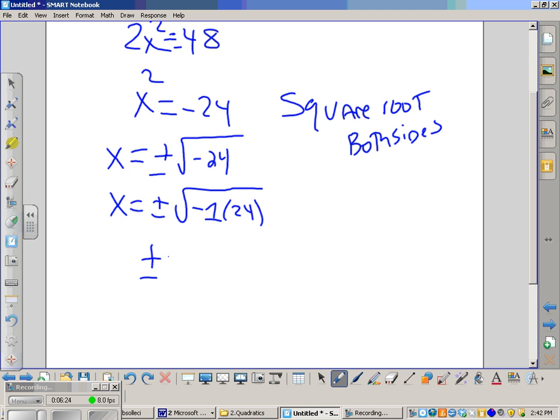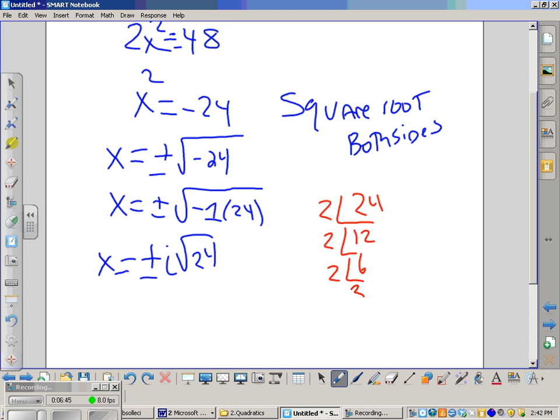So the next thing I would do is write plus or minus i root 24. And then the only thing left to do is simplify square root 24. But we already practiced that in the last lesson. So let's find the prime factors of 24. That's 2 times 2 times 2 times 3. So here's our answer.